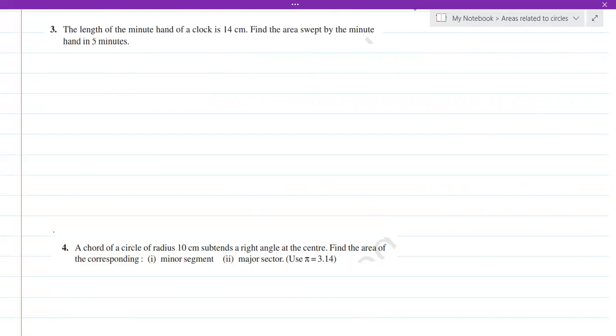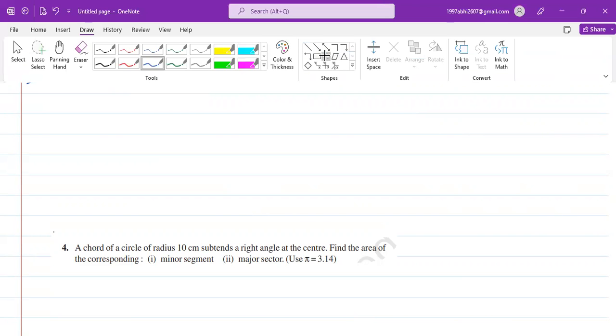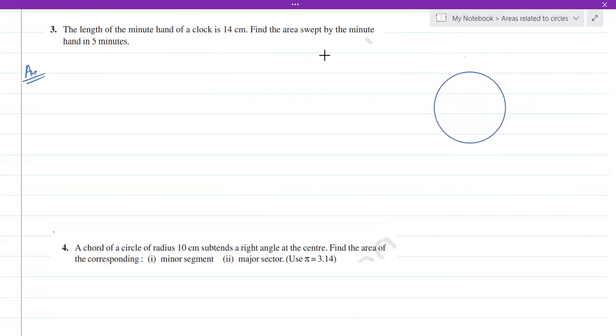Now coming to the third question. The length of the minute hand of a clock is 14 centimeter. Find the area swept by the minute hand in 5 minutes. So let's take a clock. Clocks can also be square in shape, but let's take the circular clock. Usually we take the clock in a circle shape.